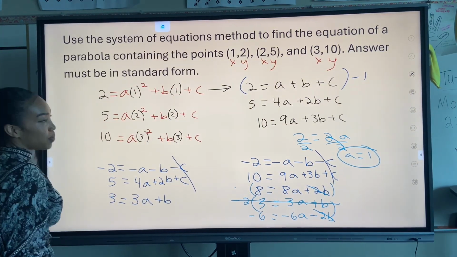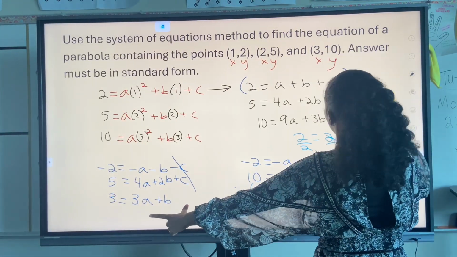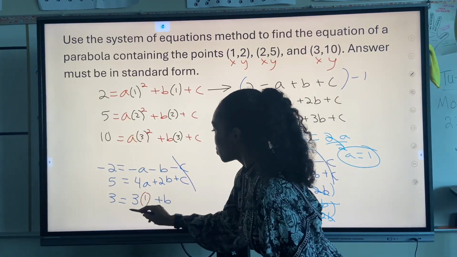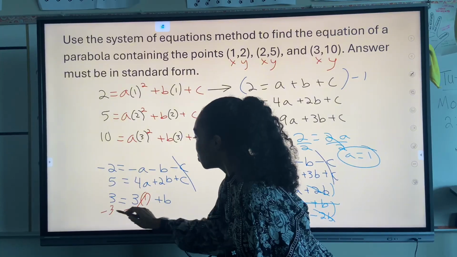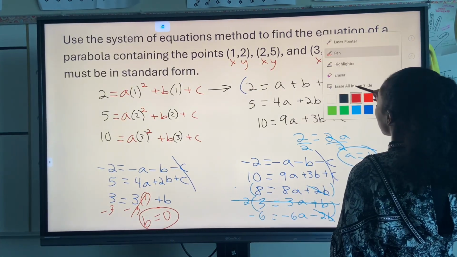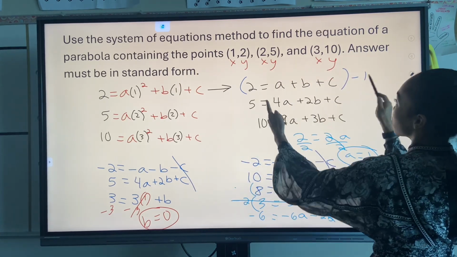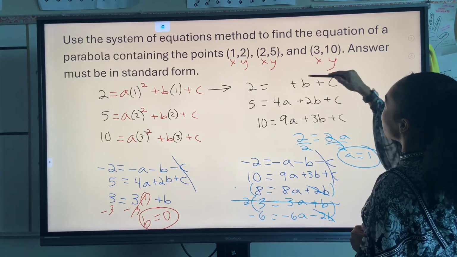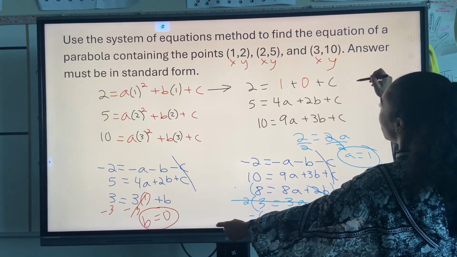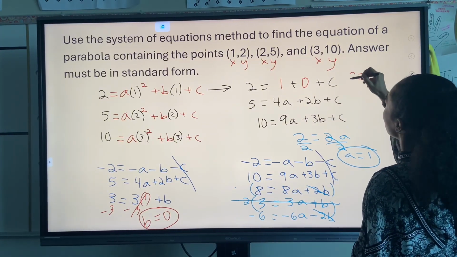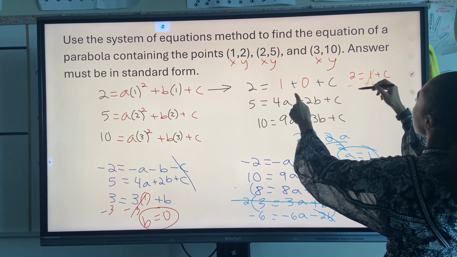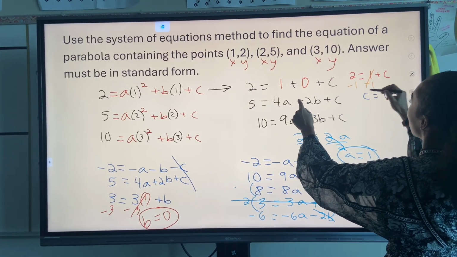The way you find b is we're going to use this equation right here. Erase the a. We just said that a was 1. So subtract 3 from both sides. You get b is 0. Now plug these 2 letters into one of the original problems. So erase a and b, replace it with 1 and 0. You get 2 equals 1 plus c. Subtract 1 from both sides. You get c is equal to 1.